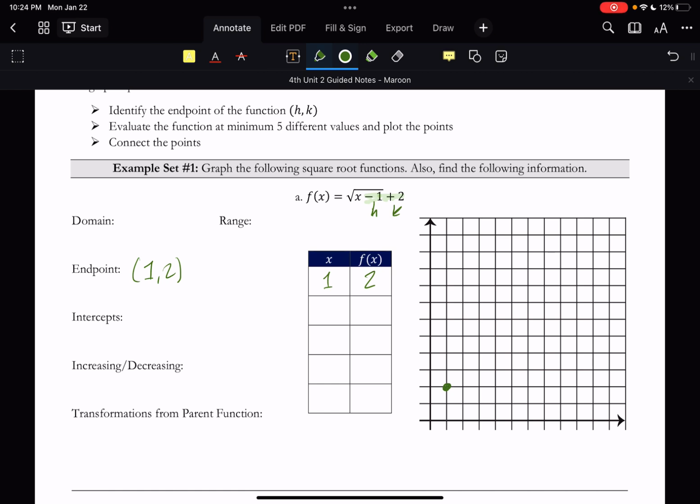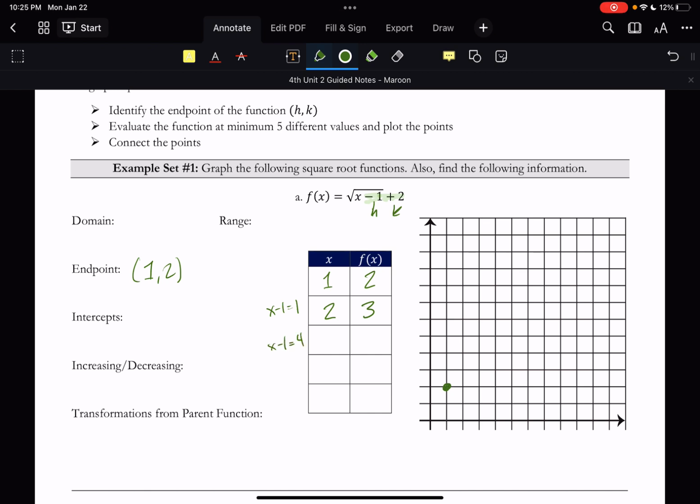So the next one would be if I want a perfect square value of 1. So if I let x minus 1 equal 1 and I solve for x, that gets me a value of 2. And when I plug 2 into my function, the square root of 2 minus 1, the square root of 1 is 1. 1 plus 2 is 3. And I can keep going.